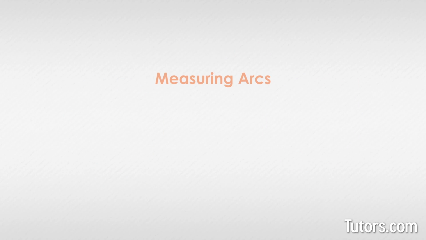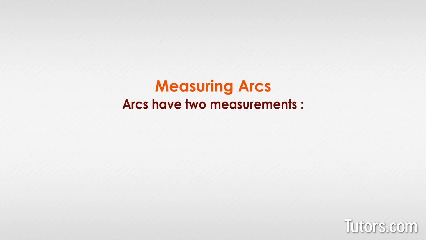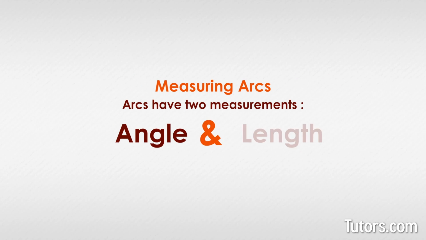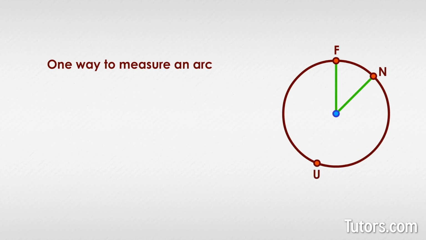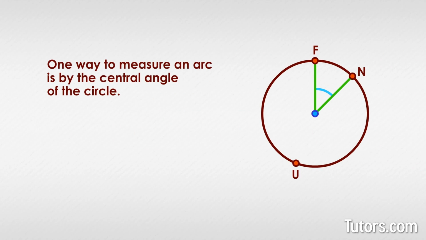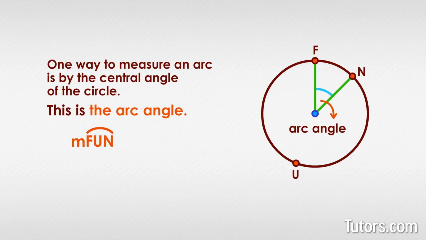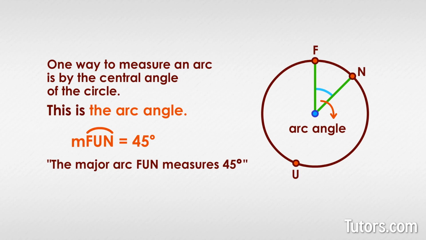Next, we'll discuss measuring arcs. Arcs have two measurements, angle and length. One way to measure an arc is by the central angle of the circle. This is the arc angle. You place a lowercase m in front of the written form for the arc, like this. So you could write this. And you would say the major arc FUN measures 45 degrees.